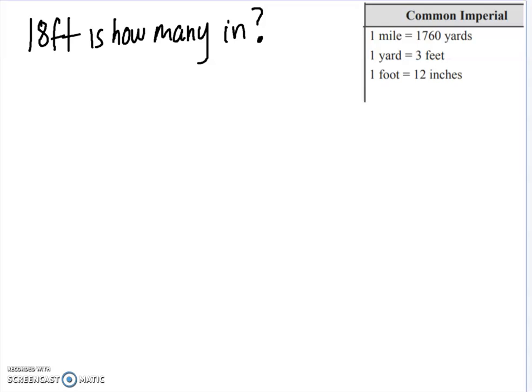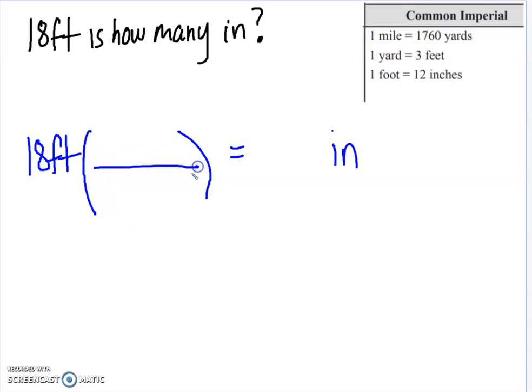So for a problem like this, the goal is that we want to convert feet to inches. So the way we set it up is we always write out how many and what unit we start with. And we need to understand that our final goal is to have something in terms of inches. So now you need to set up a fraction in such a way that the feet will cancel out and we will result in inches.